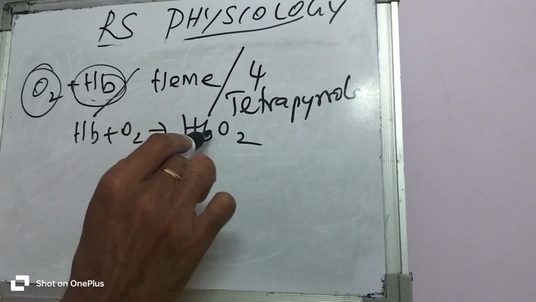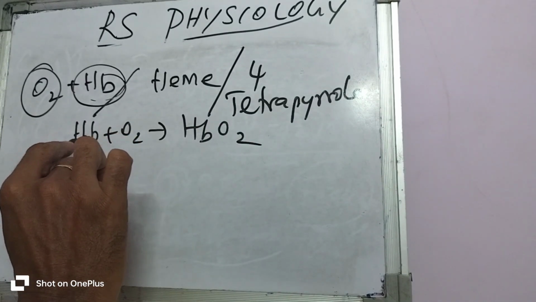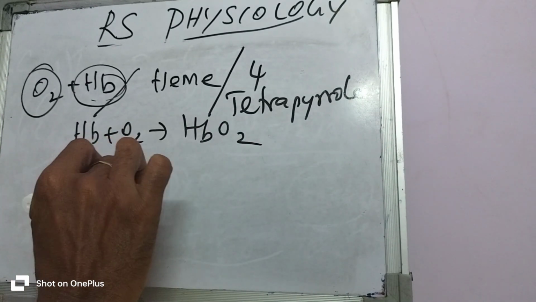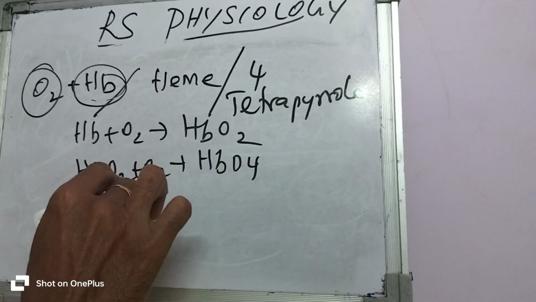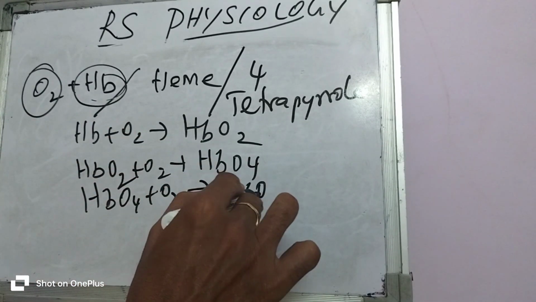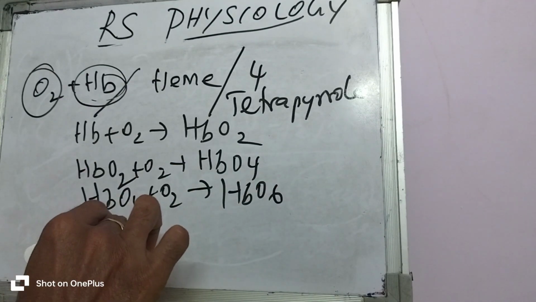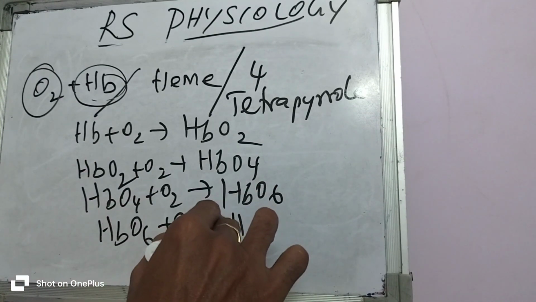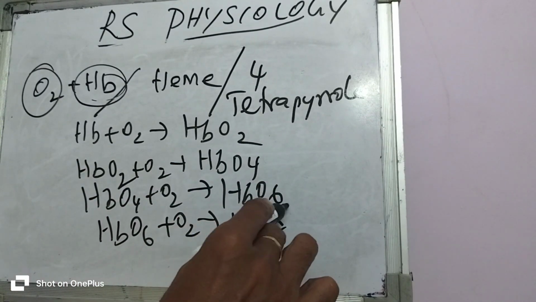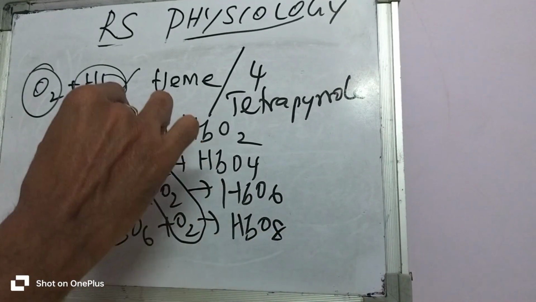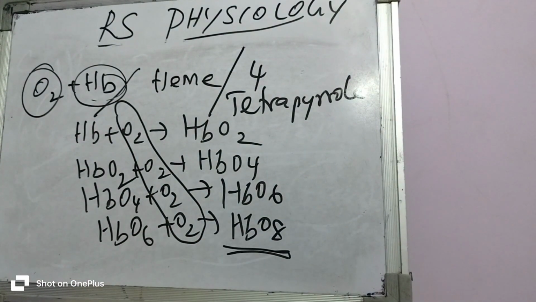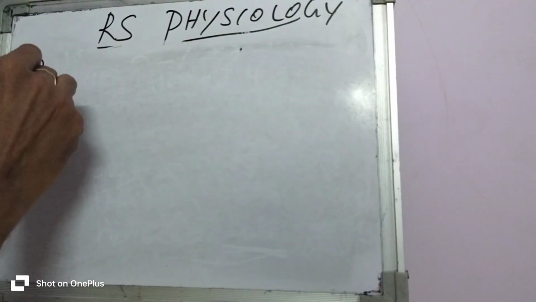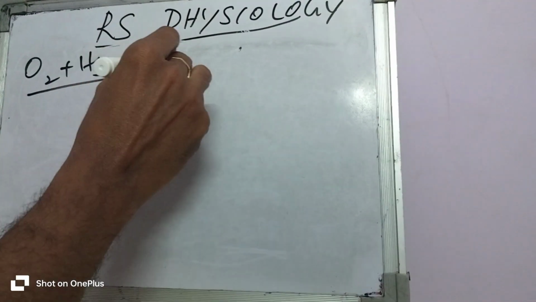Attachment of one oxygen causes relaxation of hemoglobin. So hemoglobin now combines with another molecule of oxygen and forms HbO4. Now this HbO4 combines with another molecule of oxygen and forms HbO6. Now this HbO6 combines with another molecule of oxygen and forms HbO8. So this is the final. So 4 molecules of oxygen are combined with the hemoglobin, and this is called oxygenated hemoglobin. The affinity between the oxygen and the hemoglobin is given by a curve called ODC, the oxygen dissociation curve.